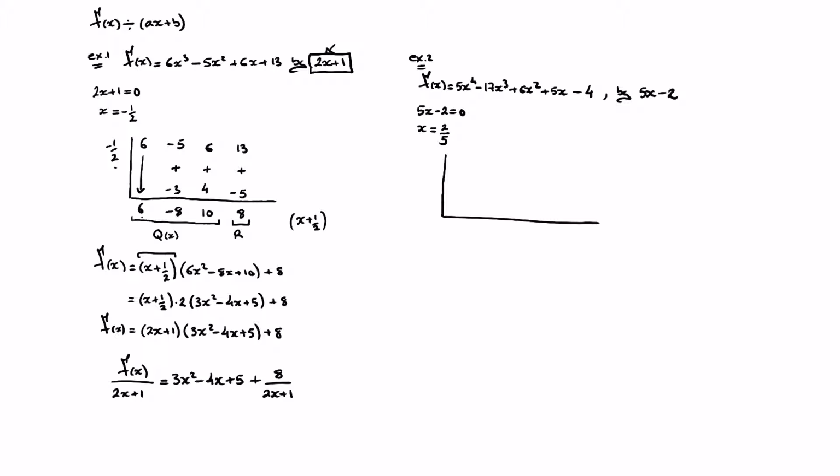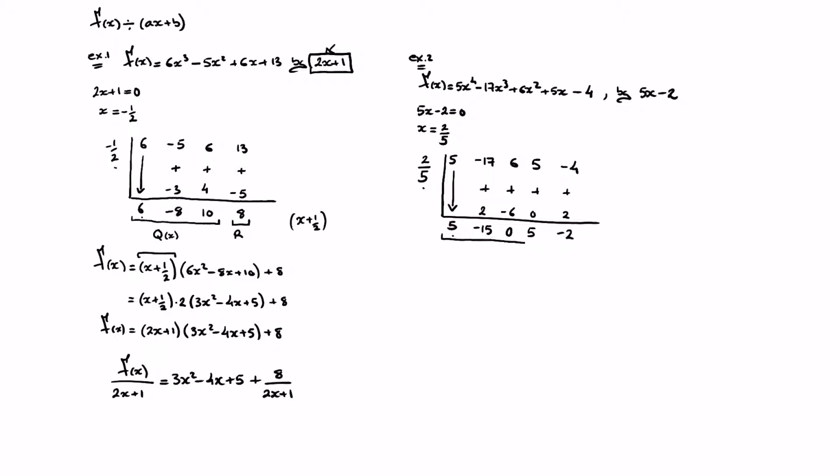The coefficients here are 5, -17, 6, 5, and -4. And we're evaluating at 2/5. So we carry down the 5. And now 2/5 times 5 is 2. -17 plus 2 is -15. 2/5 times -15 is -6. 6 plus -6 is 0. 2/5 times 0 is 0. 5 plus 0 is 5. And 2/5 times 5 is 2. Finally, -4 plus 2 is -2.